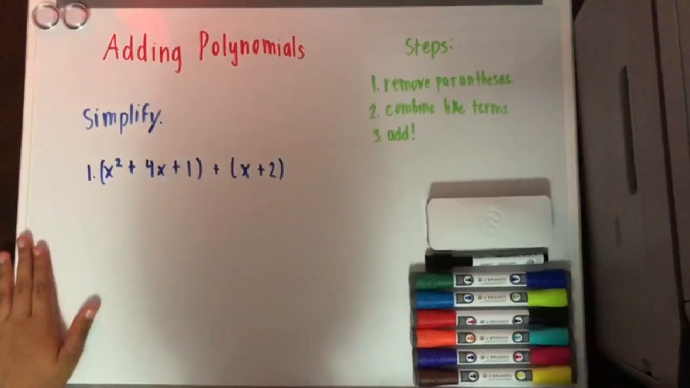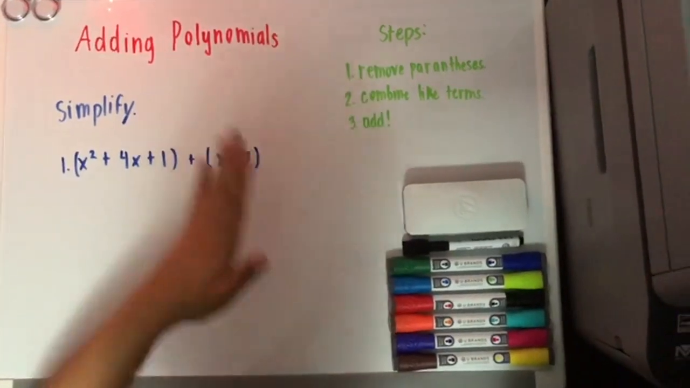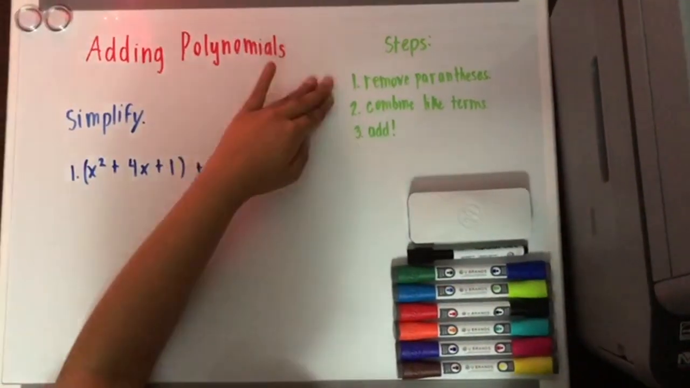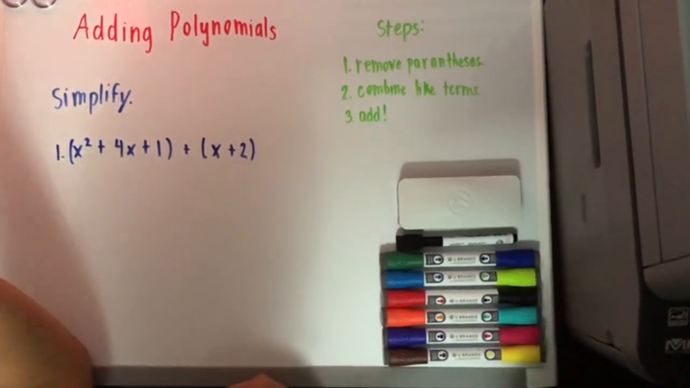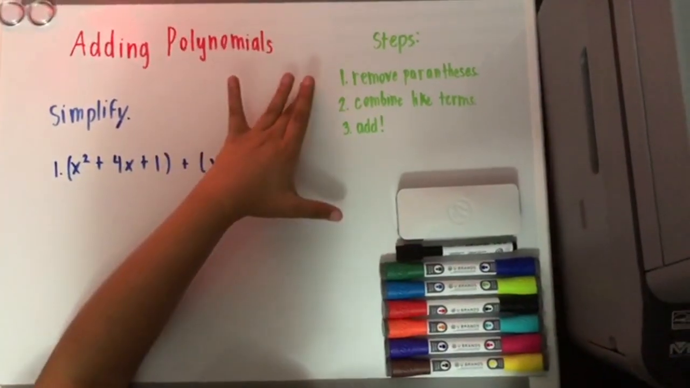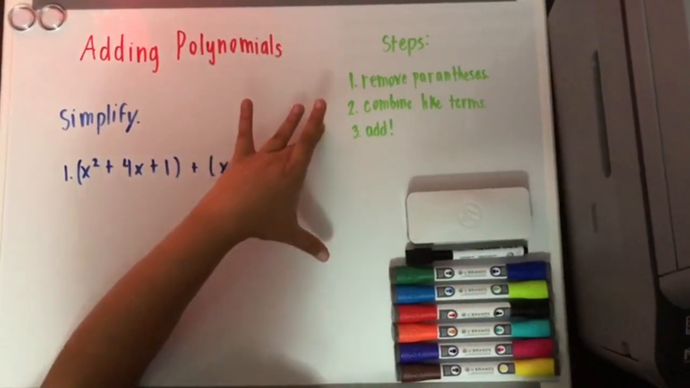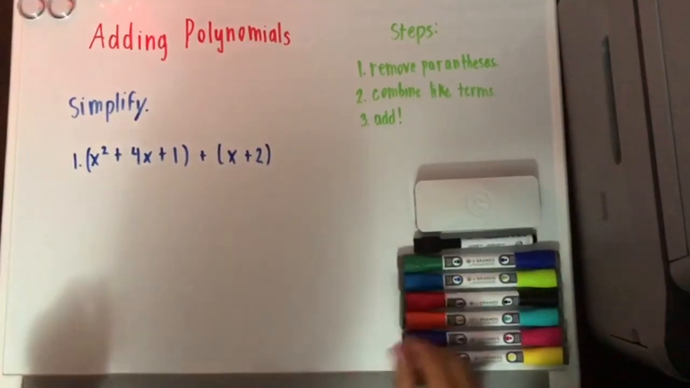So our first question is x squared plus 4x plus 1, plus x plus 2. So if we look at our steps, I've written them down here. They're 3 simple steps because adding polynomials is fairly easy compared to subtracting polynomials. So first step is remove parentheses. Step 2 is combine like terms. And 3, add. Simple now, right?